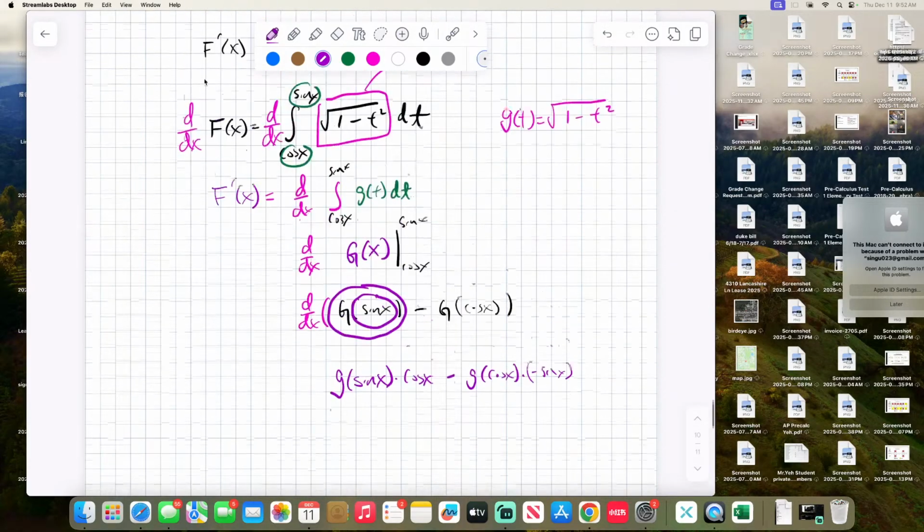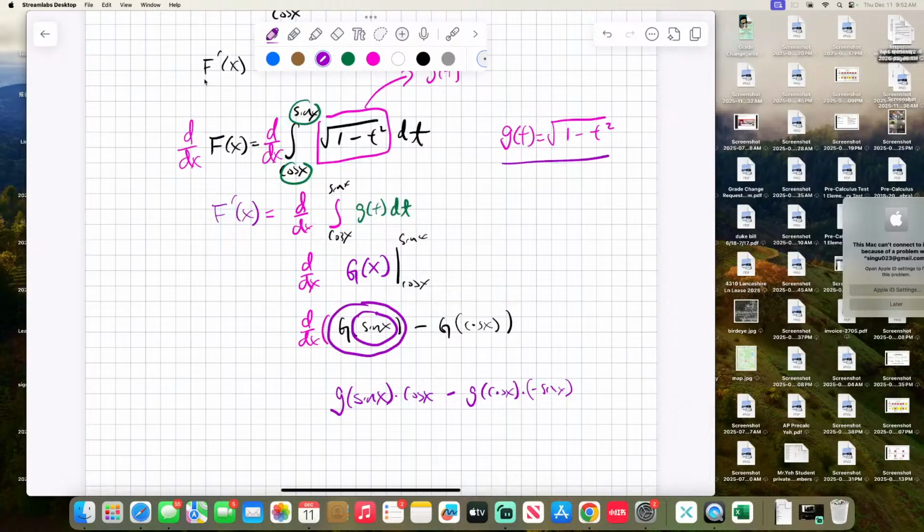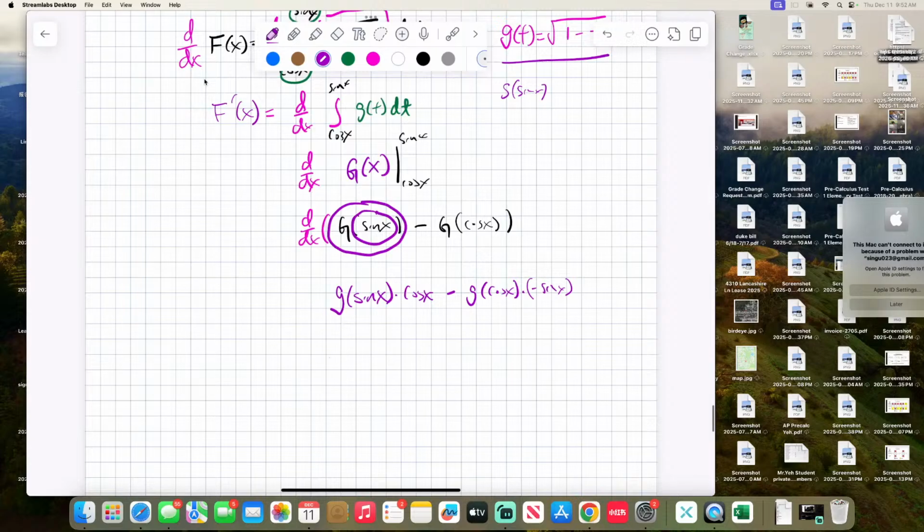So then all you gotta do is go back and look at here and say, okay, what is g of sine of x? We'll just plug in sine of x, replacing the t. So square root of 1 minus sine squared of x times cosine of x, minus square root of 1 minus cosine squared of x, this is plus sine of x. Why? Two negative signs become plus. So that is equal to square root of cosine squared of x times cosine of x. Do you know why? Because 1 minus sine squared is cosine squared.